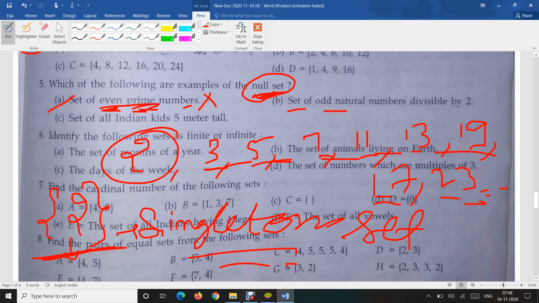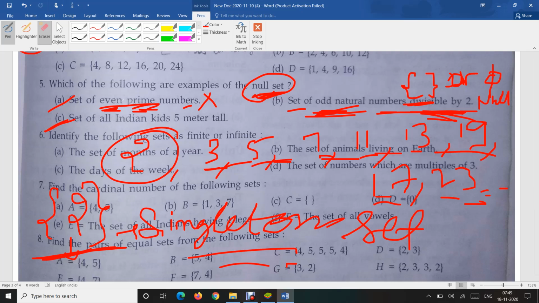The next is the set of odd natural numbers which are divisible by 2. See, what are odd numbers? Odd numbers cannot be divided by 2. And it is asking about being divisible by 2. The definition of an odd natural number is that it cannot be divided by 2, but it is saying divisible by 2. So it is not possible. So this set will not contain any element. Now this is the null set. You have to do the C part by yourself.